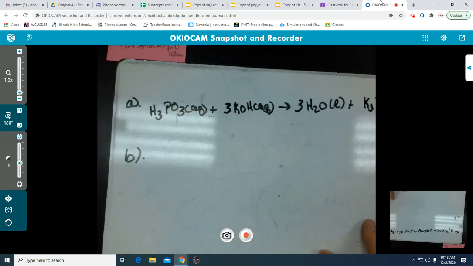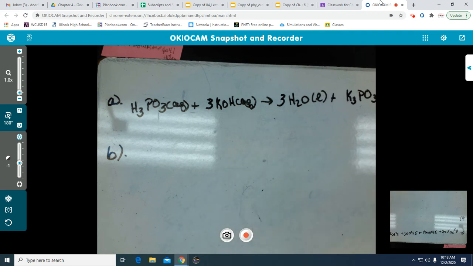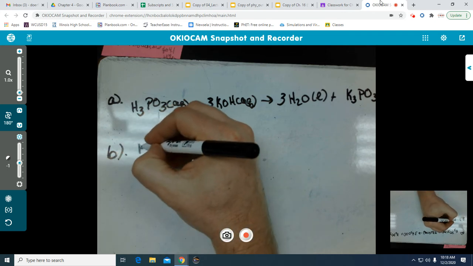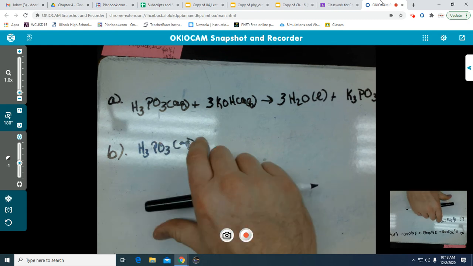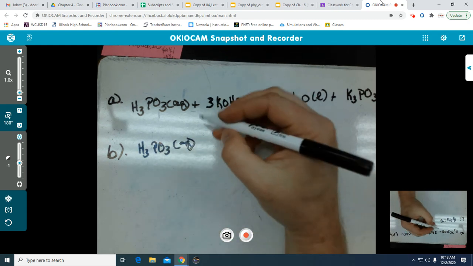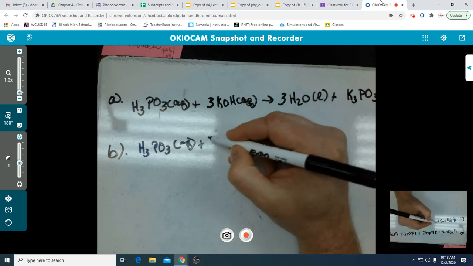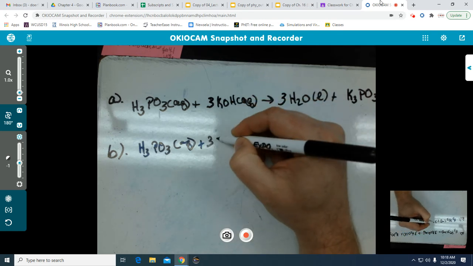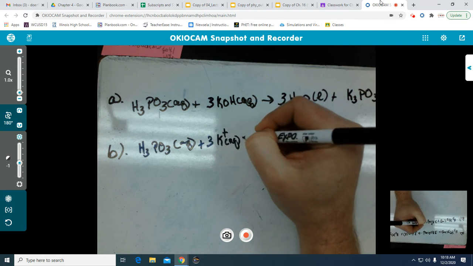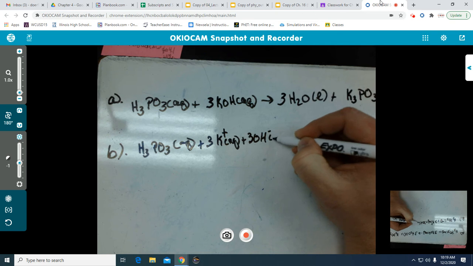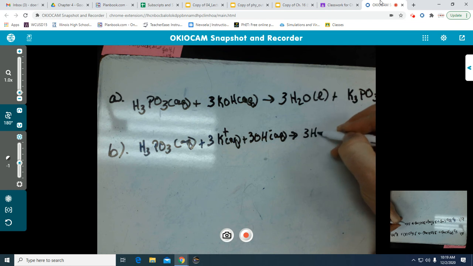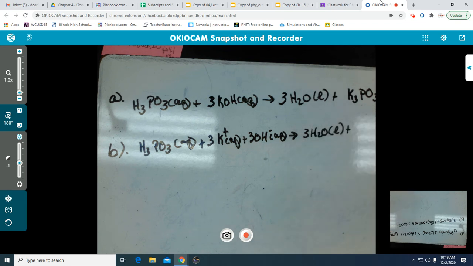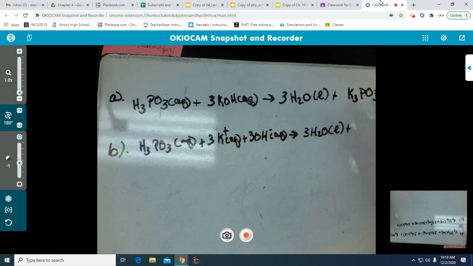Part B has us breaking these down. Phosphorus acid is not a strong acid, so therefore it does not dissociate. Okay, sorry, I have a habit of putting a period there. Potassium hydroxide is a strong base, so it does dissociate. So again, this coefficient goes with both of these, 3K plus aqueous plus 3OH minus aqueous will yield, again, we don't dissociate liquid water, but we can dissociate potassium phosphite.